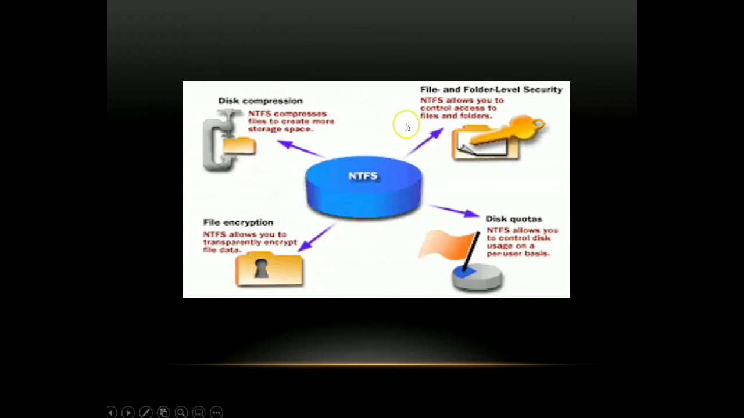In this NTFS, there are four features: disk compression, file encryption, file and folder level security, and disk quotas. Disk compression allows files to be compressed to create more storage space. File encryption allows you to transparently encrypt file data. File and folder level security allows you to control access to files and folders. Disk quotas allow you to control disk usage on a per-user basis.